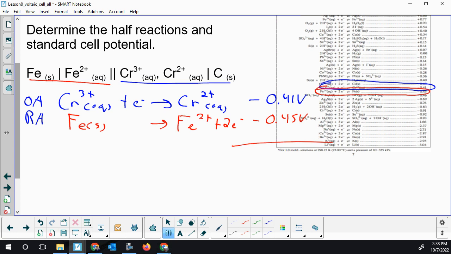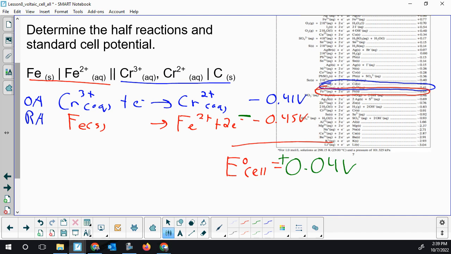So the E naught cell, the standard potential, so if we had 1 mole per liter of all our reactants, 25 degrees Celsius, we take the blue, we subtract the red, we've got minuses galore. When you do this properly in your calculator, you get a positive 0.04 volts. I'm going to put the positive in parenthesis. Voltaic cells should always be positive. If you get a negative number, you're either wrong or you flipped everything. You flipped your OA and your RA. Okay? Voltaic cells are always spontaneous. They're always positive cell potentials.